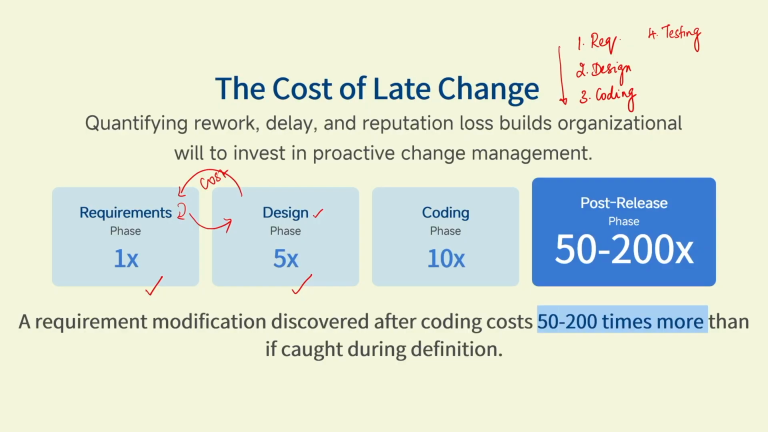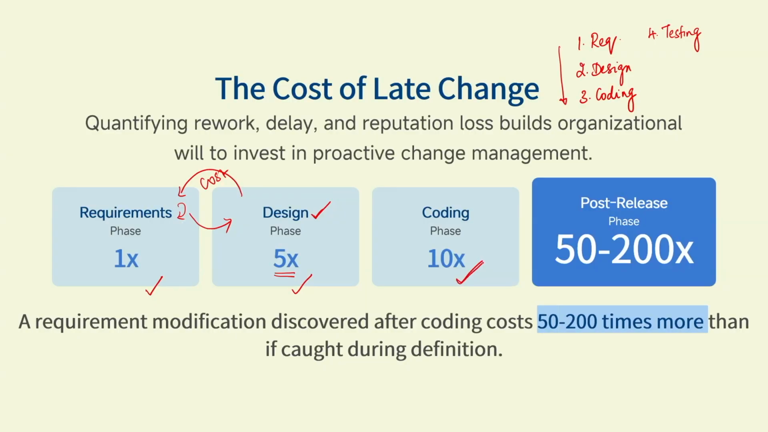And again, if a requirement is going to change, it may impact other requirements also. So obviously there is going to be a huge impact on cost. So when you have identified the change in requirements at the design phase, the cost that is going to be incurred is going to be 5x. Okay, it is multiplied by 5.